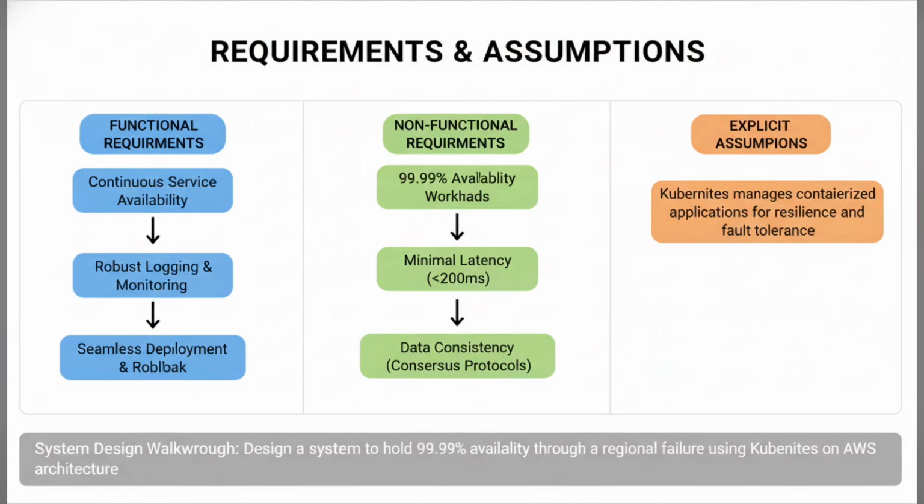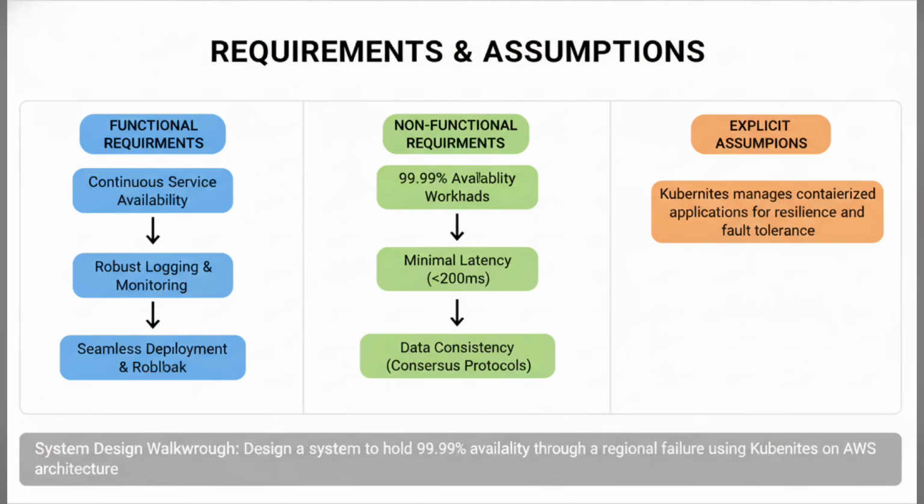The system must provide continuous service availability, allowing users to access and interact with applications without interruption. It should support automatic scaling of workloads based on demand, ensuring performance meets user needs even during peak usage. Additionally, it must include robust logging and monitoring capabilities to track system health and diagnose potential issues in real time. Lastly, the system should facilitate seamless deployment and rollback of applications to ensure quick recovery from failures.